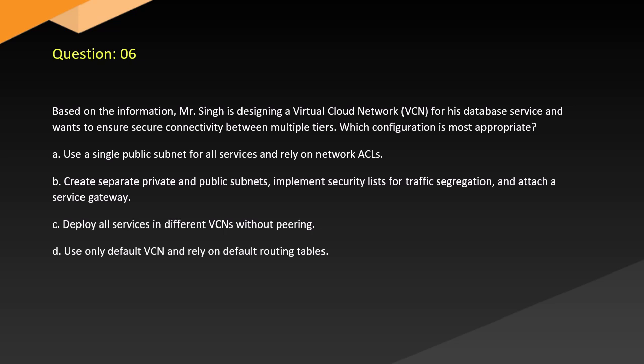A. Use a single public subnet for all services and rely on network ACLs. B. Create separate private and public subnets, implement security lists for traffic segregation, and attach a service gateway. C. Deploy all services in different VCNs without peering. D. Use only the default VCN and rely on default routing tables.